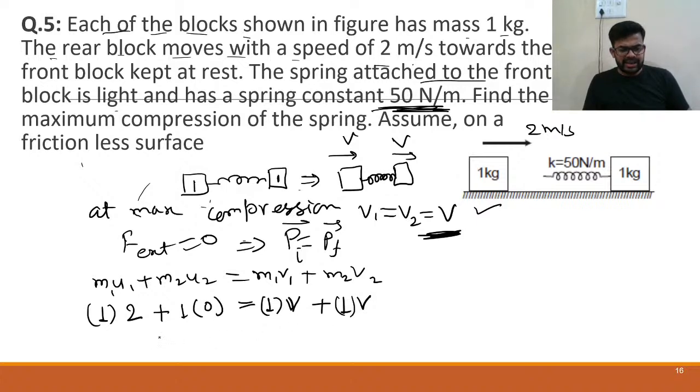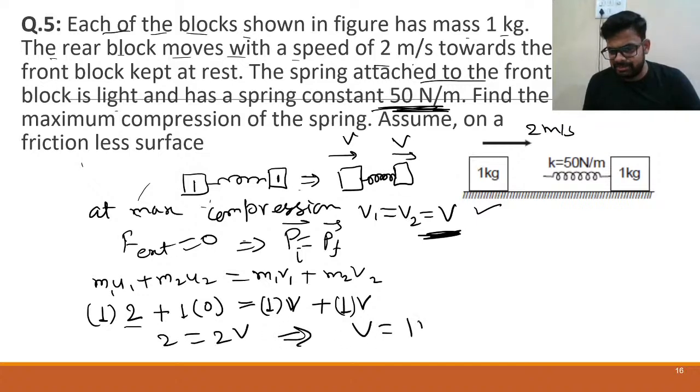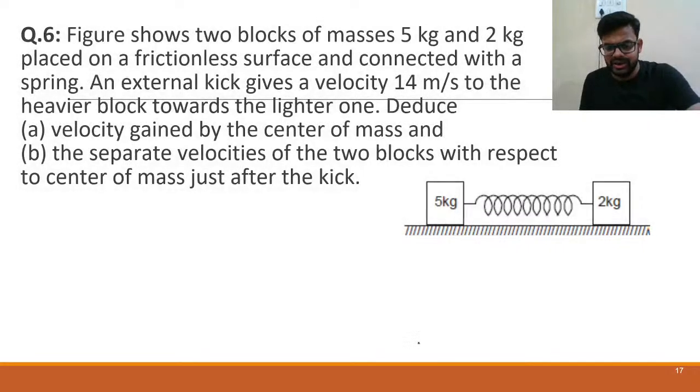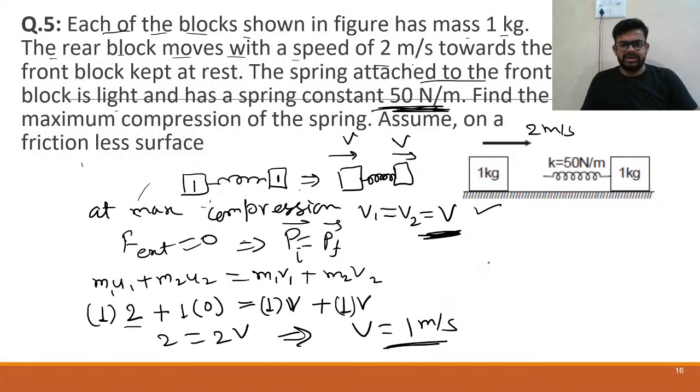So finally what are we getting? We are getting 2 is equal to 2v. So we are getting the value of v is equal to 1 meter per second. It means both the blocks will move together with a velocity of 1 meter per second. So we got the velocity at the maximum compression. Okay, that's all. But what do we need to find? Find the maximum compression in the spring.